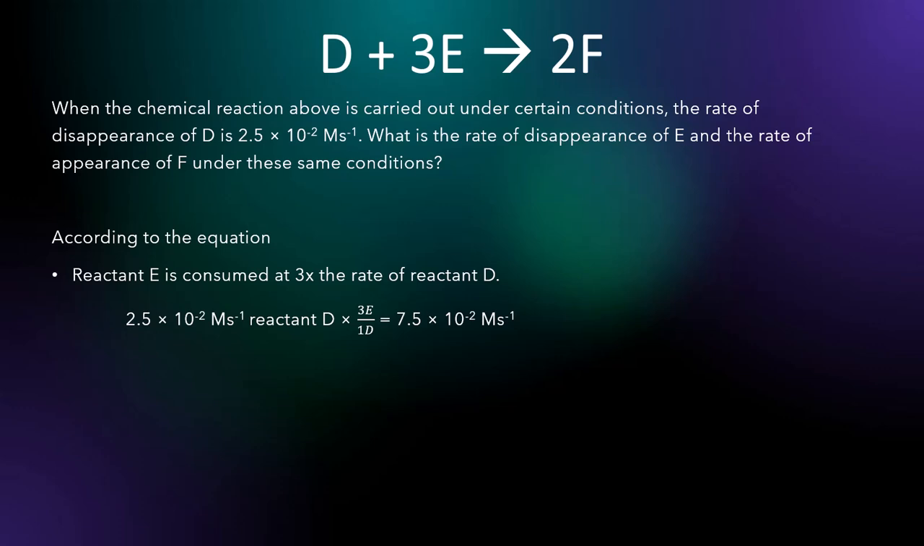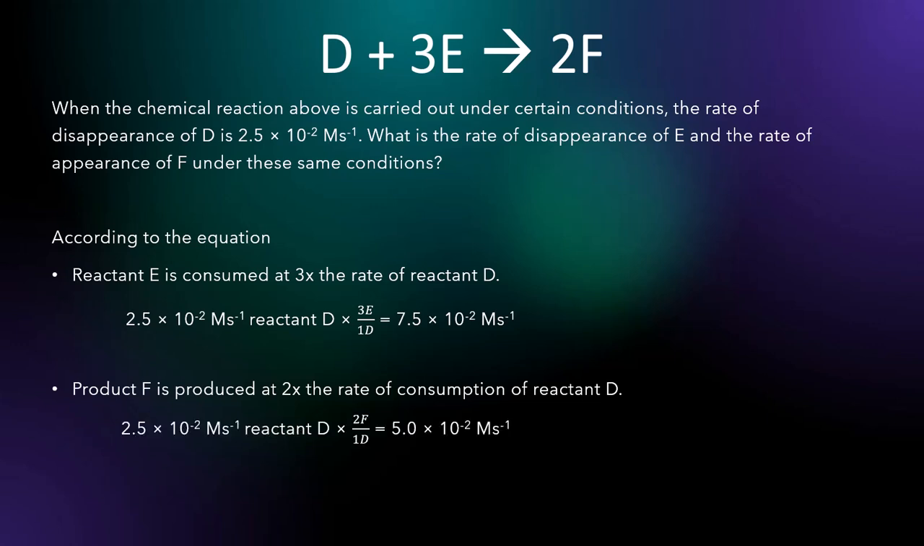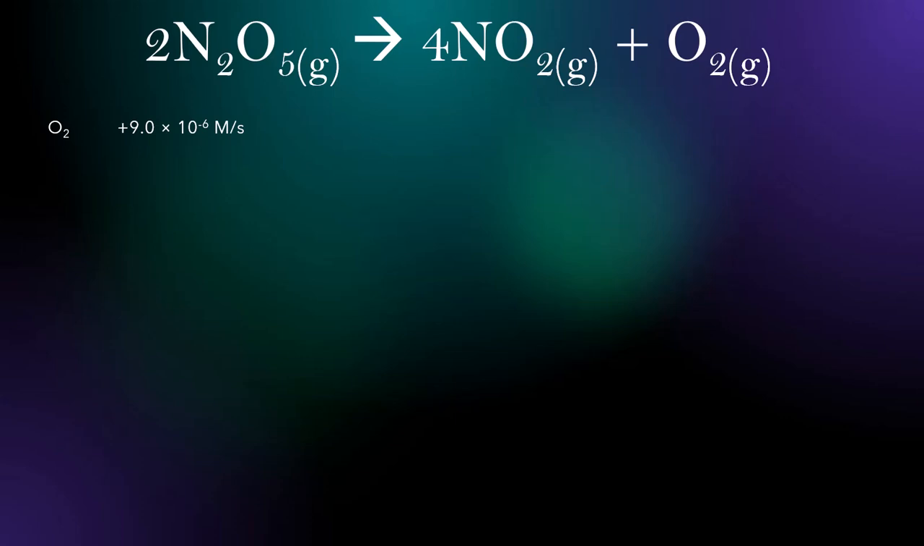And you can do the same thing for the appearance of F. Product F is produced at 2 times the rate of consumption of reactant D. So that means that reactant D is disappearing at half the rate that F is appearing. So all we have to do is multiply that by 2, and we get 5.0 times 10 to the negative second. So you just use the molar ratio if you're given a rate of one of the components of the equation. So now, let's go ahead and instead of using letters, let's plug it into an actual equation.